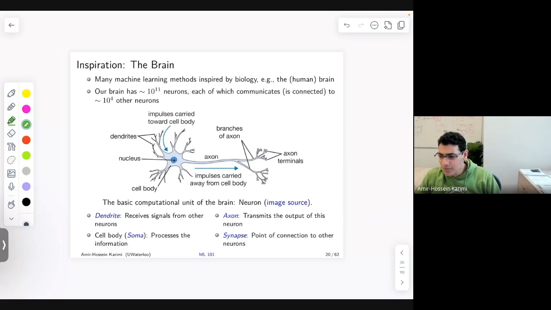So our brain has about 100 billion neurons, 10 to the 11 neurons, each of which communicates on average with 10,000 other neurons. The way that these communications or these hookups work is that a neuron has two terminals. We have the axons at the end of a neuron, called the axon terminals, that then get connected to the next neuron's dendrites. So dendrites can be seen as the inputs going into a neuron. It goes through a nucleus within its cell body.